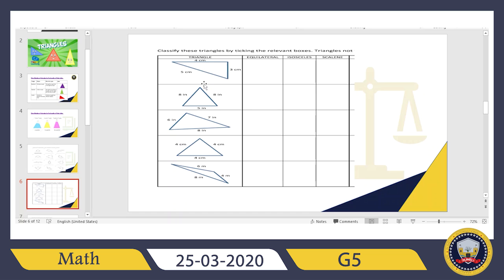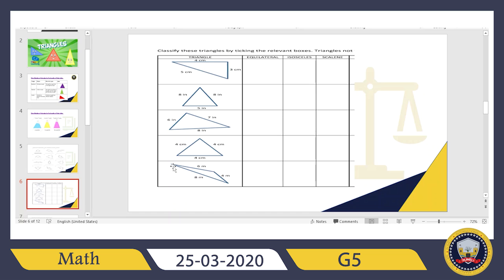The fourth triangle: yes, all the sides equal 4 centimeters. As you see, the first side equals 4 centimeters, the second side equals 4 centimeters, and the third side equals 4 centimeters. Yani, all the sides are equal in their length, which equals 4 centimeters. So is it an equilateral triangle, isosceles, or scalene? A triangle with all sides equal, I call it an equilateral triangle, right? So I will put a tick here in the equilateral box.